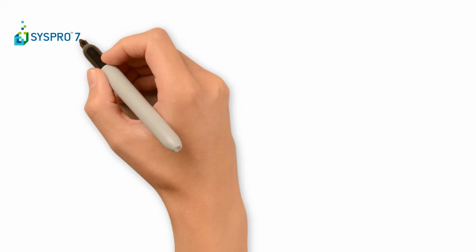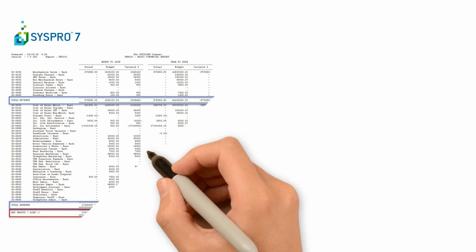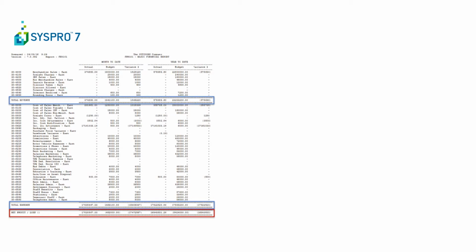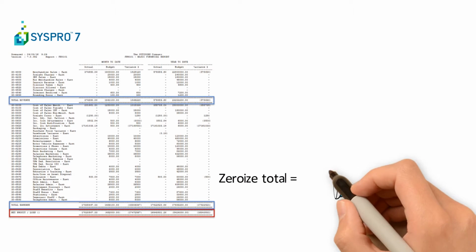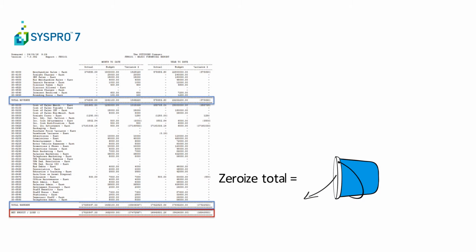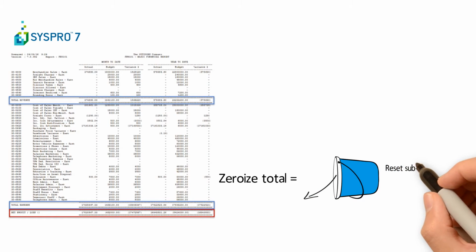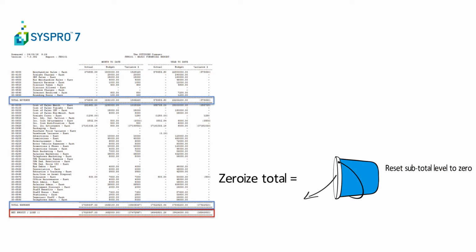This can be applied when using Syspro's financial report writer. You can define a total line type to print subtotals and total values that you have accumulated using account lines. The Zeroize total option is like emptying the blue bucket for reuse. You use this option to reset the selected subtotal level to 0 when you want to reuse a subtotal level in the same report.